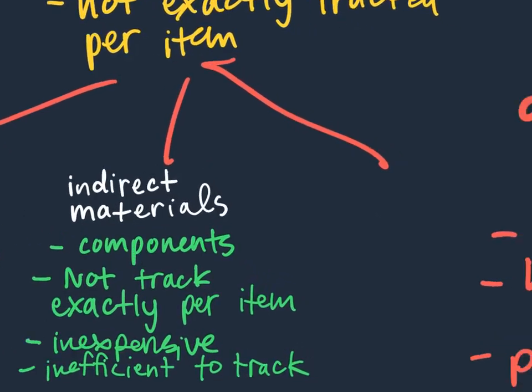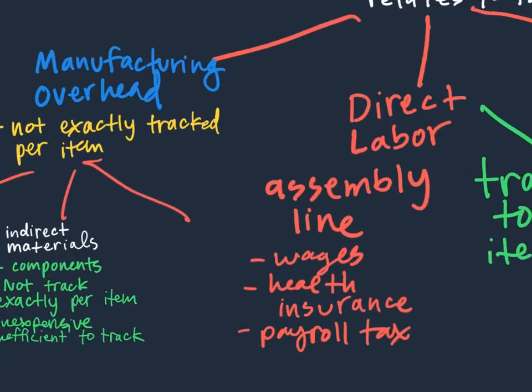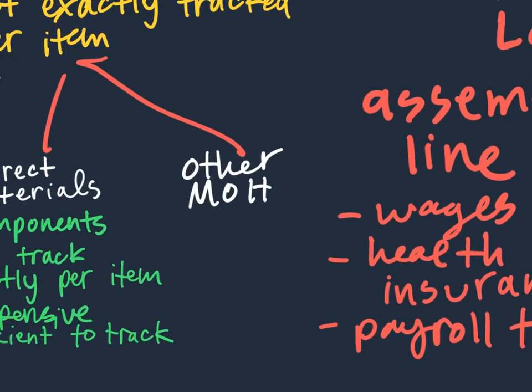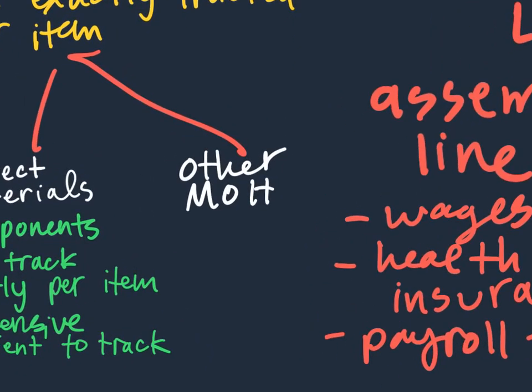Now let's get to our final type of overhead here, the last branch of our tree, and we're going to call that other overhead. And things that go under other overhead are items that relate to the factory as a whole. Examples would be things like rent for the factory, or maybe utilities for the factory, maybe even depreciation for the factory.